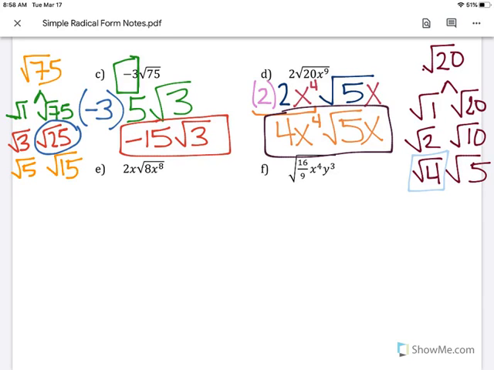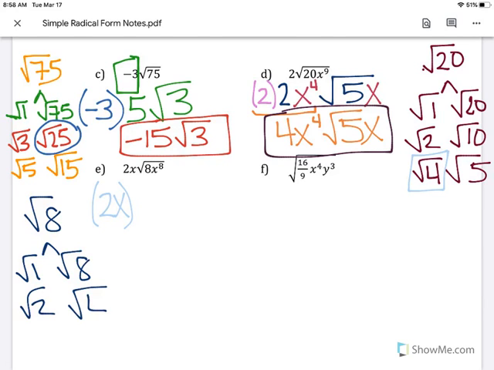Okay, moving on to part E. Part E has 2x in front of the radical, so we're going to bring it down so that we don't forget to multiply it. And then we break down the square root of 8, and this won't take very long because there's not too many factors of 8. And we'll figure out that the largest perfect square should be 4, and the square root of 4 is 2. Leave a little space to deal with our x's. We still have to remember that the square root of 2 needs to show up.